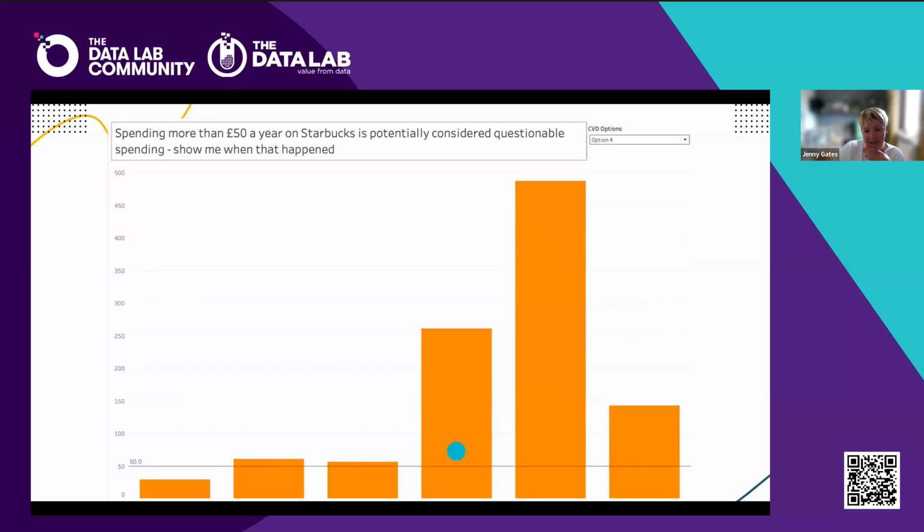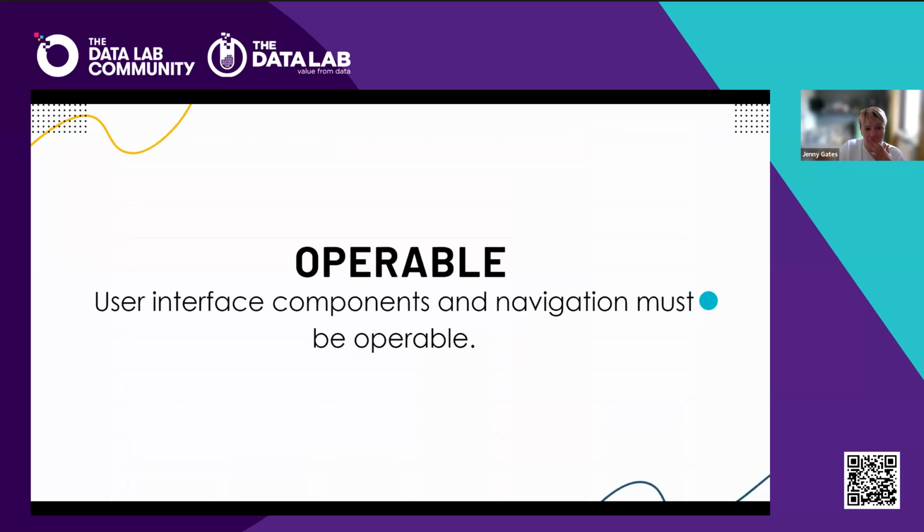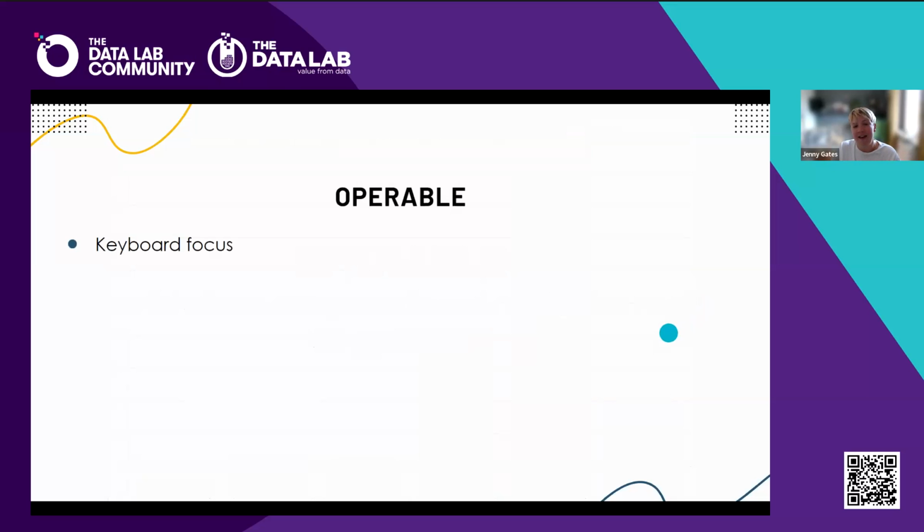Coming up next then, that's everything around perceivable, some key points around how we make our stuff perceivable. Moving on now then to operable. So user interface components and navigation must be operable. What are we talking about here? Thinking about things like keyboard focus.